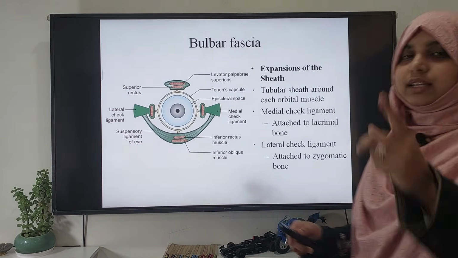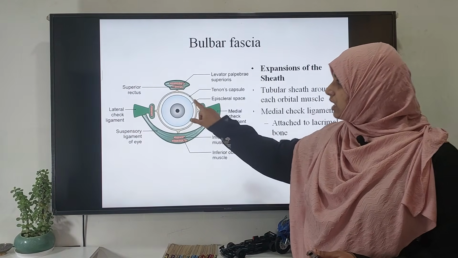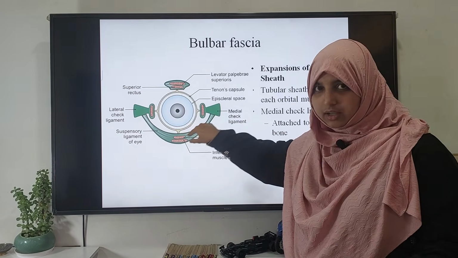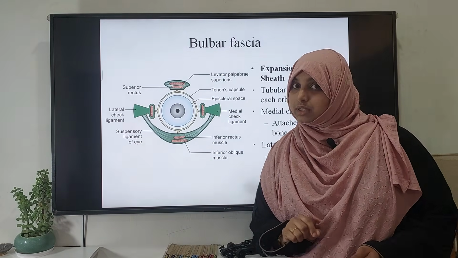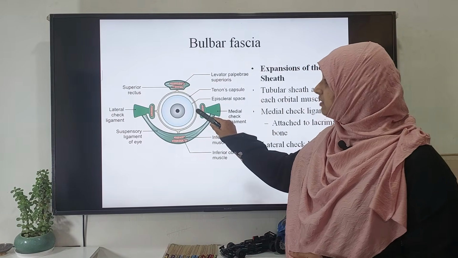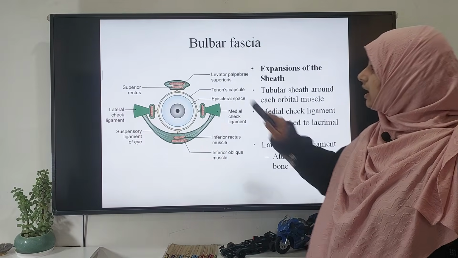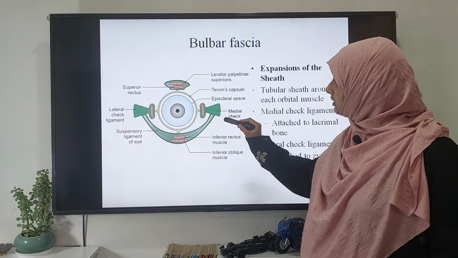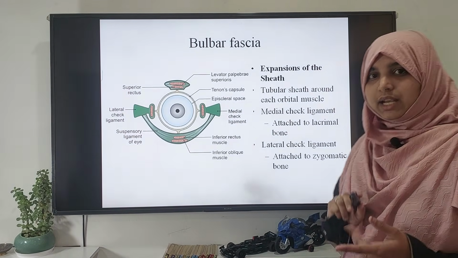Then just like the extensions we had in the periorbital fascia, we have some extensions from the bulbar fascia. So as we know, this is the eyeball, this is the fascia covering, that is Tenon's capsule, and above, below, and at the sides we have the muscles going. I told you somebody should hold the muscles to the bone, right? So this sheath is giving out an extension on all the sides covering these muscles. Medially, it covers the medial rectus muscle, extends medially and inserts into the lacrimal bone, and that is called the medial check ligament.